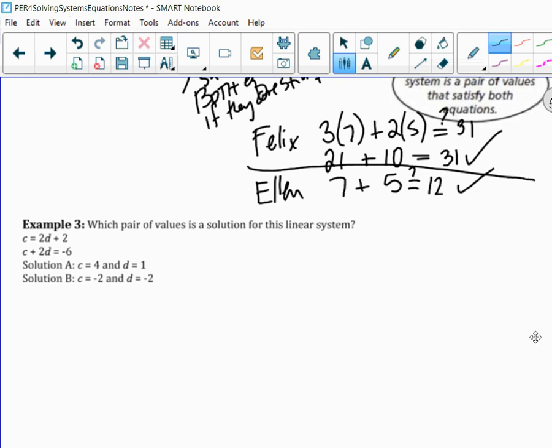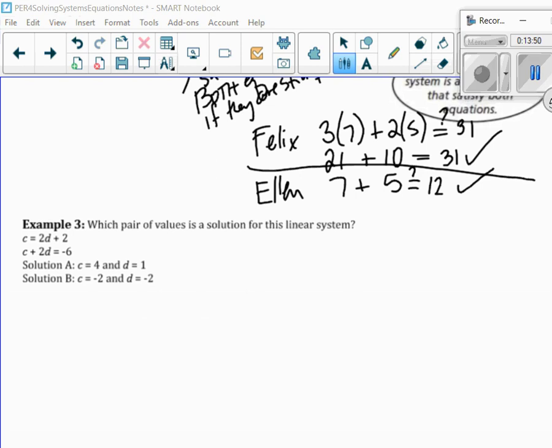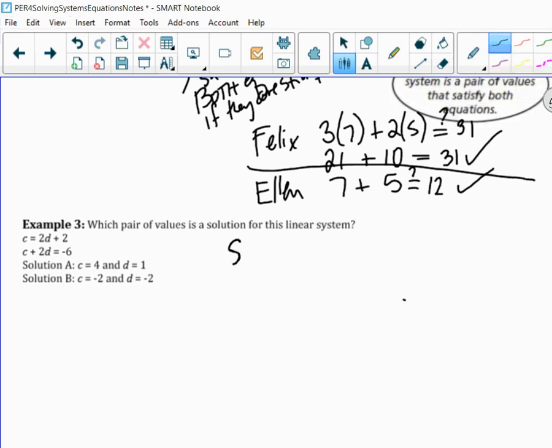Plug it in and see if it's true. Okay, do that. Let's check to see if solution A works. So we're going to sub in 4 and 1. First we check C equals 2D plus 2. So 4 equals 2 times 1 plus 2. That looks like it works, yes?